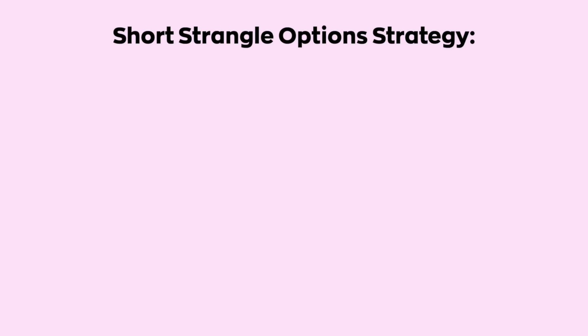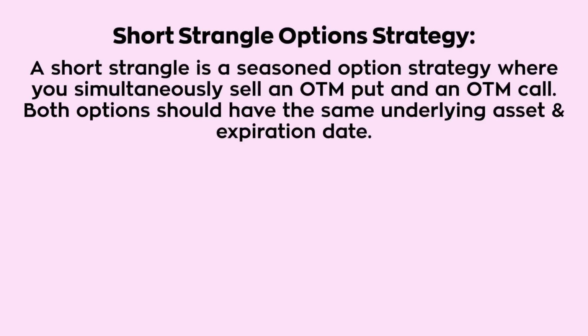So what is short strangle option strategy? A short strangle is a seasoned option strategy where you simultaneously sell an out of the money put and an out of the money call. Both options should have the same underlying asset and expiration date.